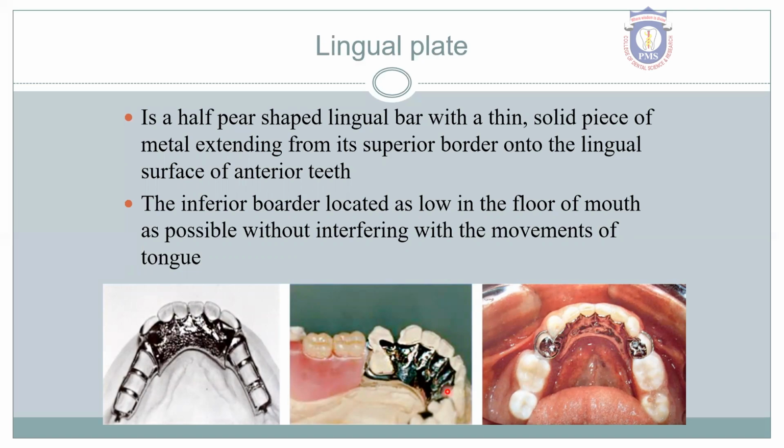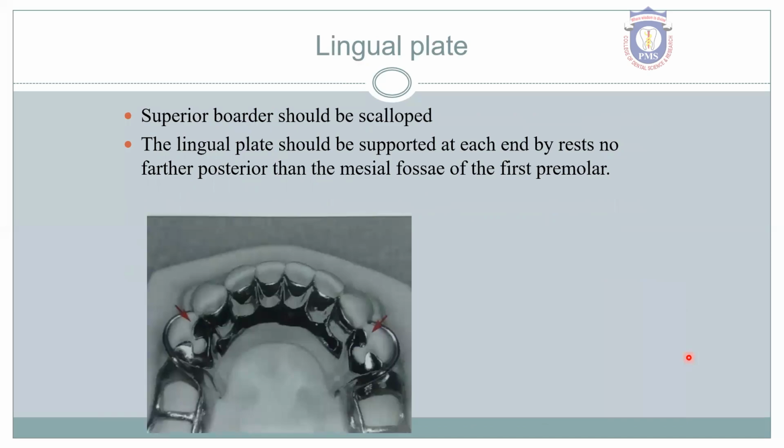So the inferior border is located in the floor of the mouth and the superior border on the lingual surface of your anterior teeth. The inferior border should be located in the floor of the mouth without interfering with the movements of the tongue. The superior border should be scalloped and the lingual plate should be supported on each end by a rest. That is, we need to have a rest on either side, on the mesial fossa of the first premolar preferably.